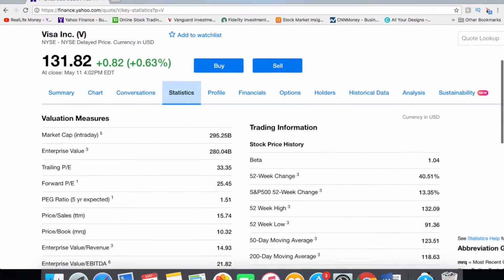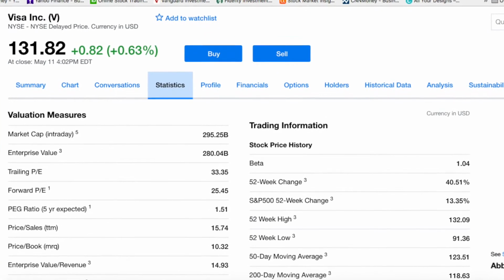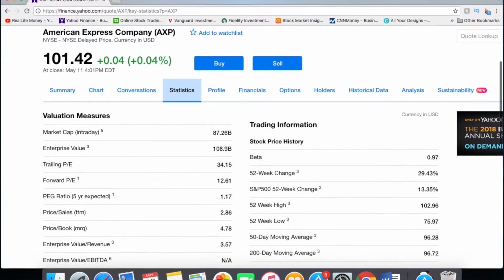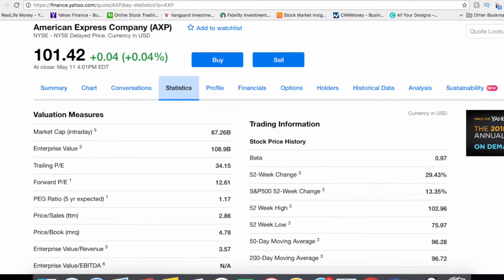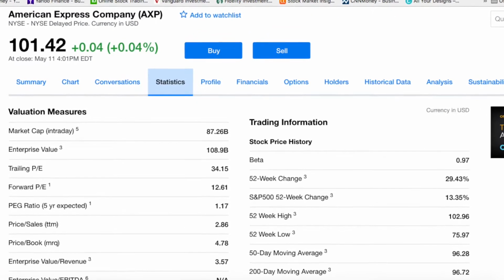It's not like it's going to happen, but this is definitely something more interesting to look at because it's for the future. Like we saw with these companies, they were overvalued. Their trailing PEs were over 30. Let's see what their forward PEs look like. Starting off with Visa, a little bit lower, forward PE of 25. MasterCard is at 26. And the last one that we looked at is American Express, which is much lower at around 12.6.